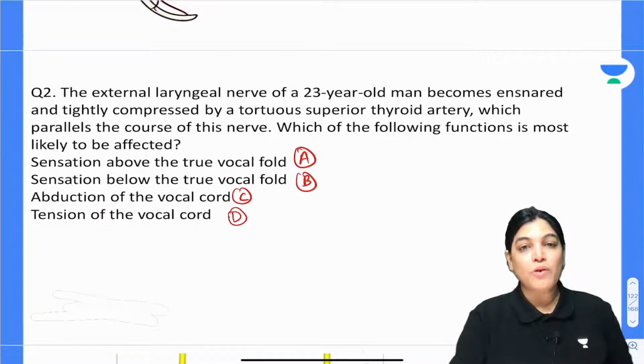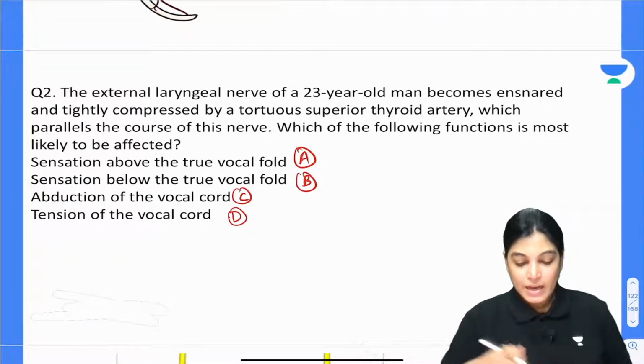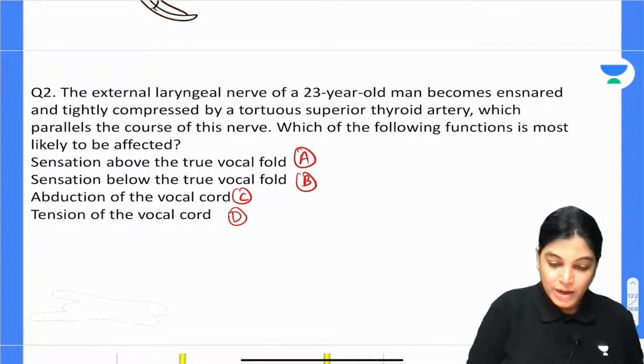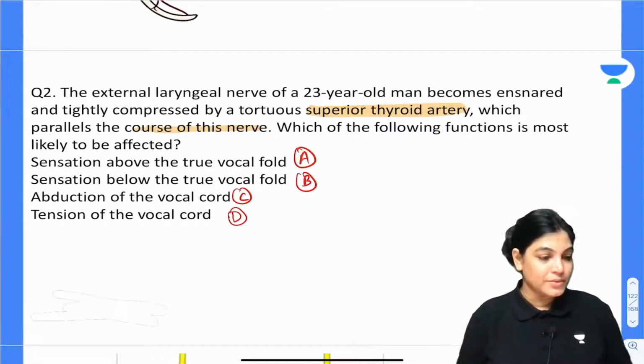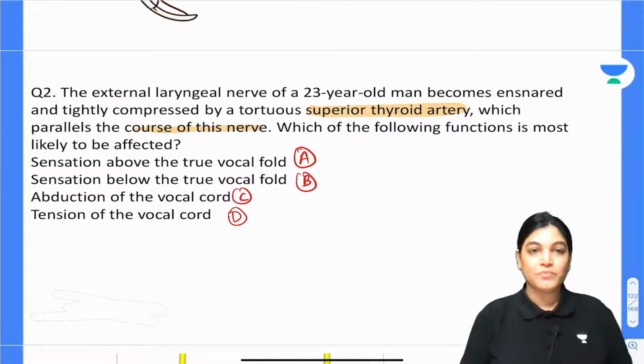So here are the key points. Firstly, I would like to tell you about the key point. The key point which is marked here is the involvement of the superior thyroid artery. Here there is a tortuous course of the superior thyroid artery compressing which nerve, and what will be the resultant feature?